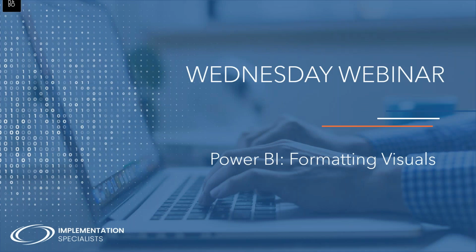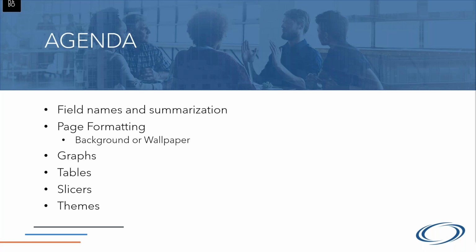So talking about formatting visuals, I do have a brief agenda here just to show you. We're going to spend most of our time in the demo, but just to give you an idea of the things that we are going to be looking at. We're going to be talking about field names, summarization, page formatting, and then looking at these individual visuals, the graphs, the charts, tables, the slicers, which is Power BI's verbiage for filters, and then overall themes for your reports.